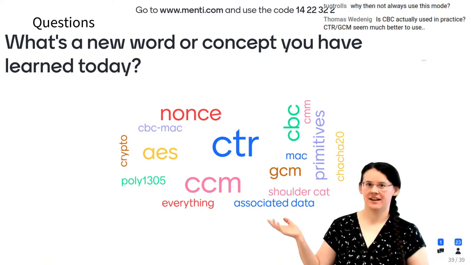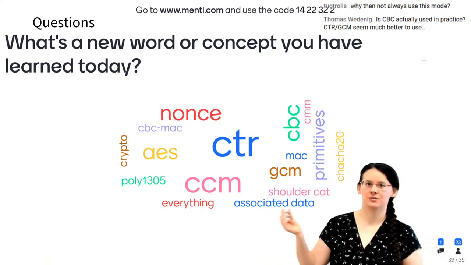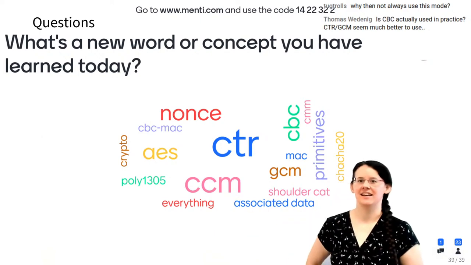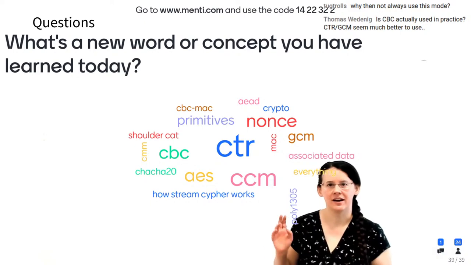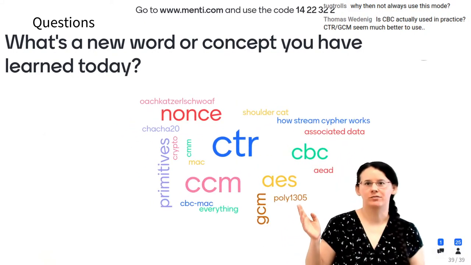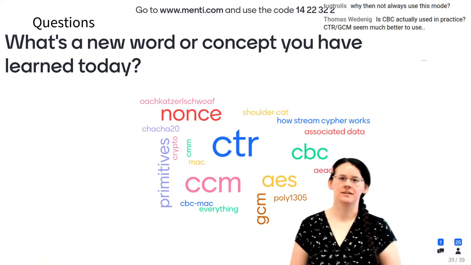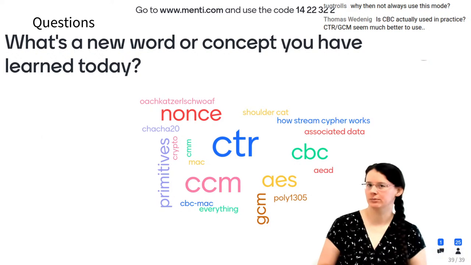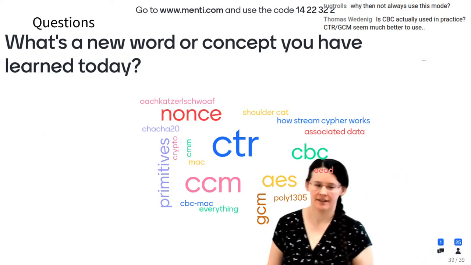Associated data is an interesting concept that has a bit of an unhandy name, and it's also responsible for the AD in AEAD. Someone is mentioning Poly with, I think, even the correct numbers, 1305. That's indeed one of the lesser known schemes because it's also quite a bit newer than the AES and was only added to TLS recently.